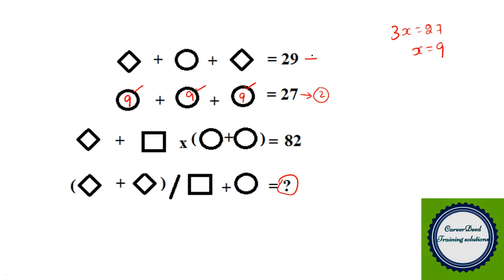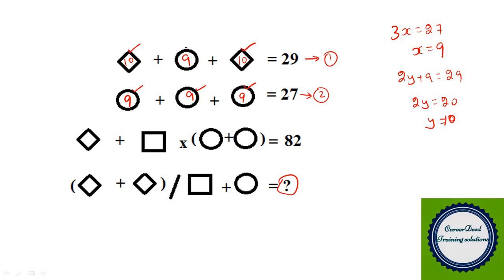So with this, you can easily solve the first equation. Instead of circle, you can mark it as 9. Then you have to find the four-sided figure. Okay, you have a diamond. You can mark this diamond as y. So 2y plus 9 equals 29. So you get 2y equal to 20. Then the value of y is 10. So instead of diamond, you can mark it as 10.